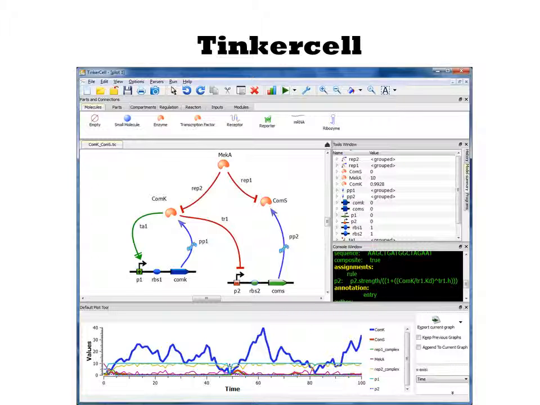TinkerCell, developed by Herbert Sauro and Deepak Chandran, provides a user interface for drawing genetic circuits in the same way that lab researchers typically draw them on paper. The software translates this architecture into an SBML model, which can be translated into a differential equation or stochastic model and then simulated.